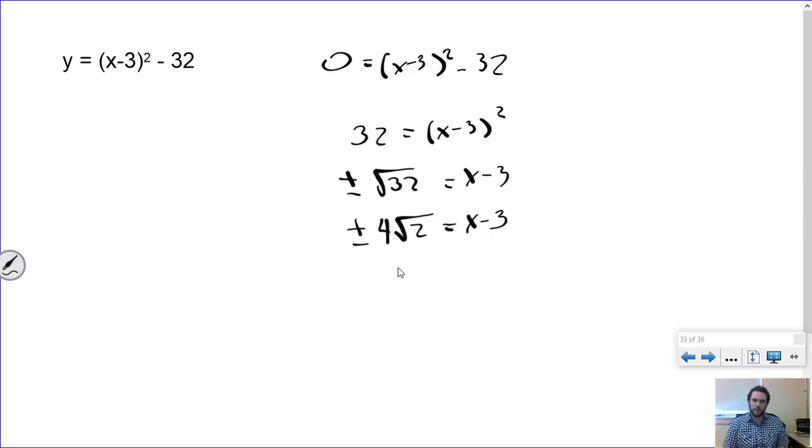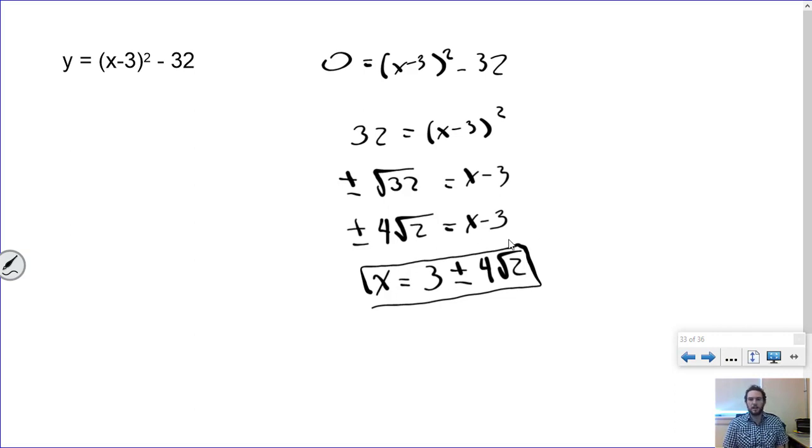And again, let's move the 3 over, and I get x is equal to 3 plus or minus 4 root 2. And those two values would be my x-intercepts. Now, you could plug that into a calculator and get a decimal, but this is the most accurate answer you're going to get. As soon as you start rounding off, we start losing data. So we're going to leave it just like this.